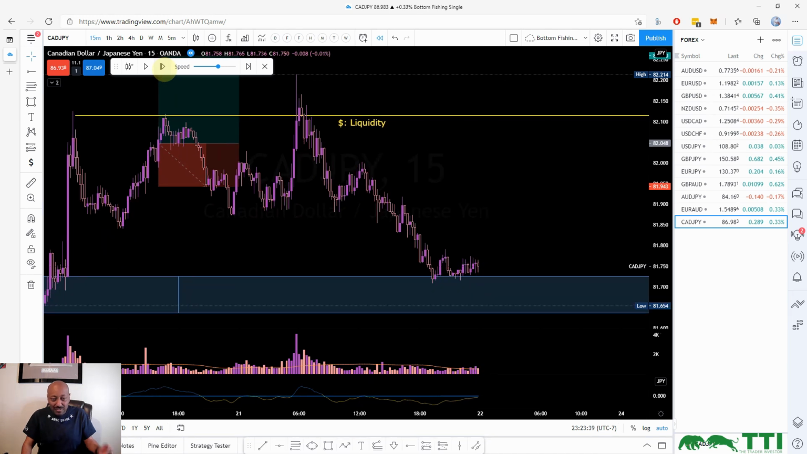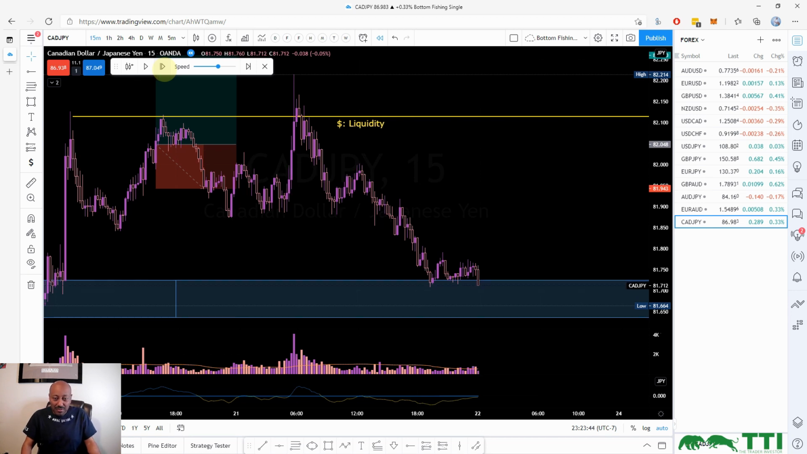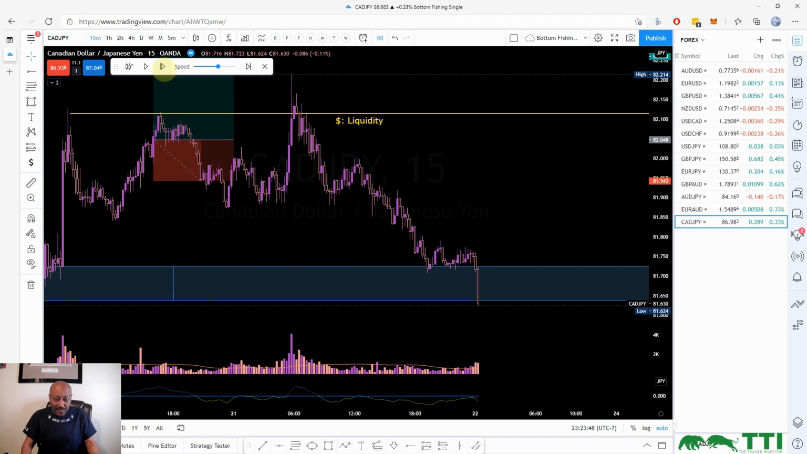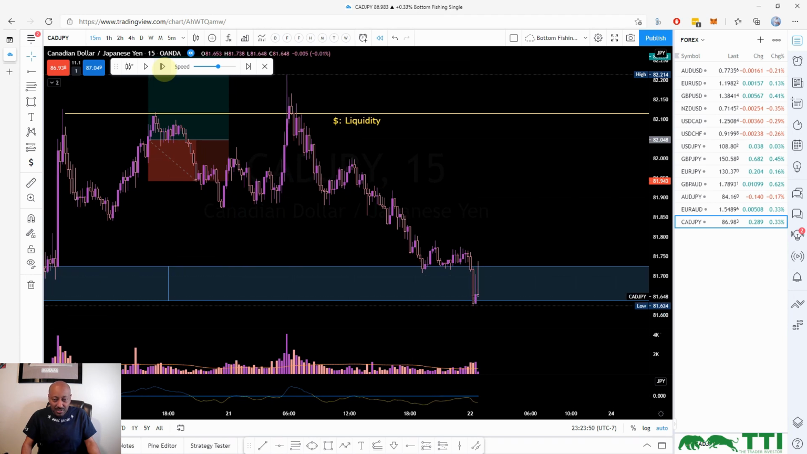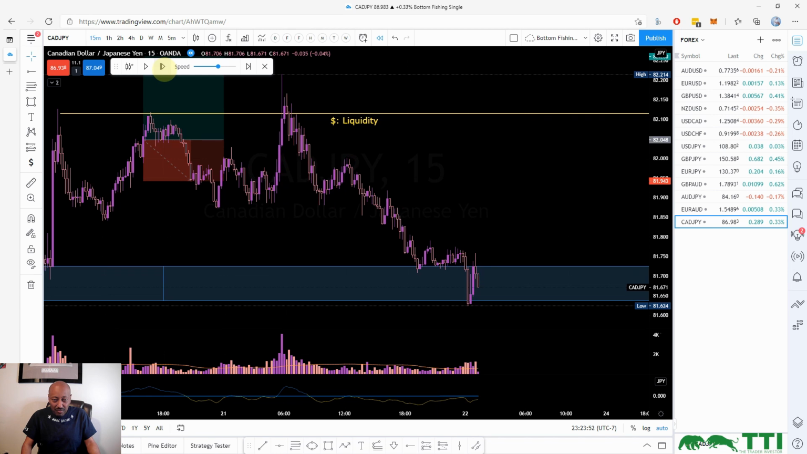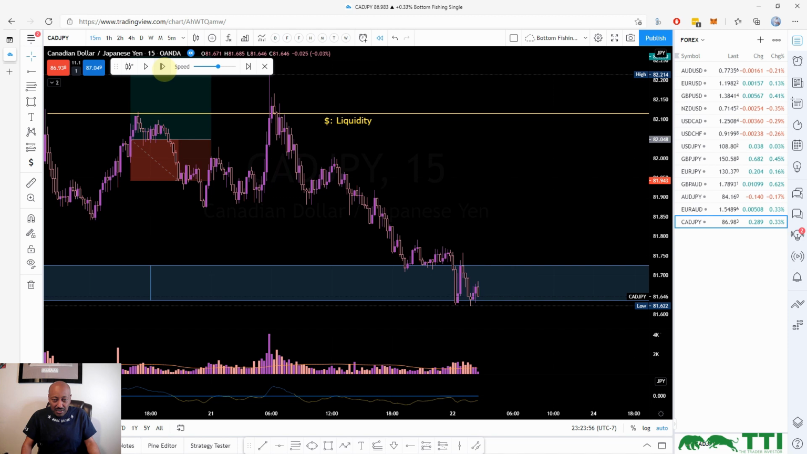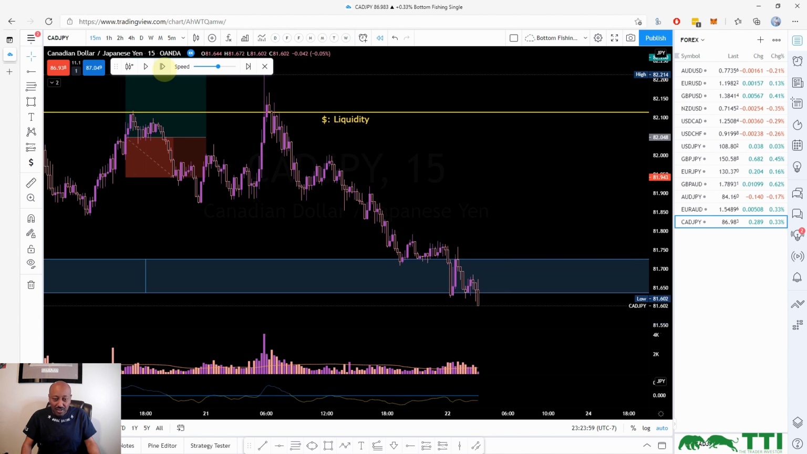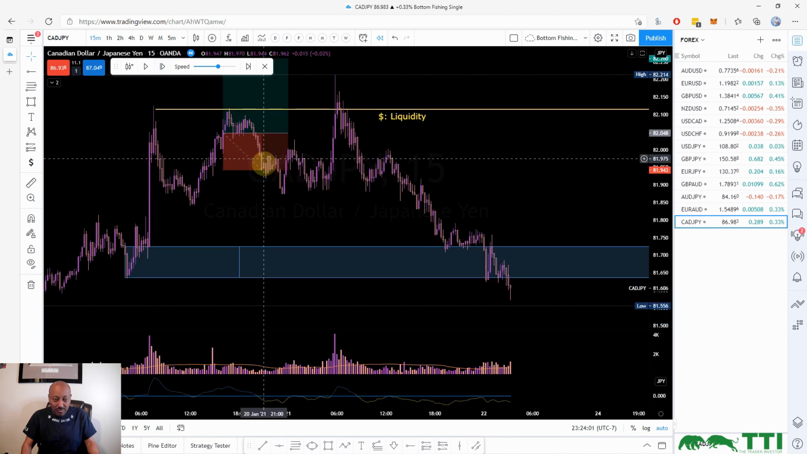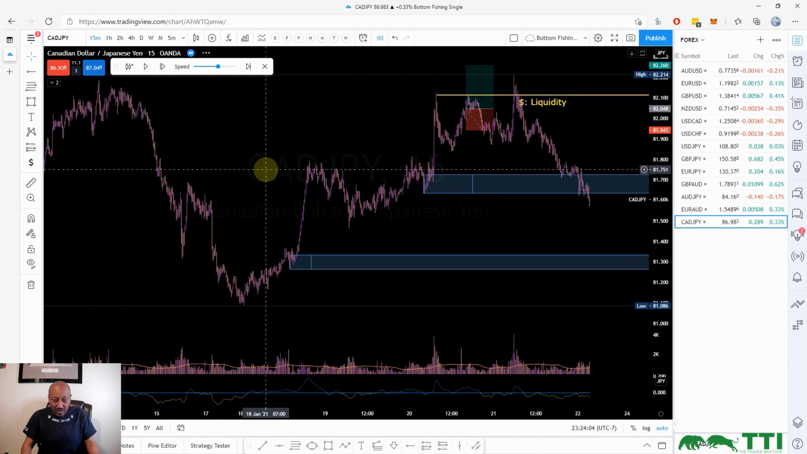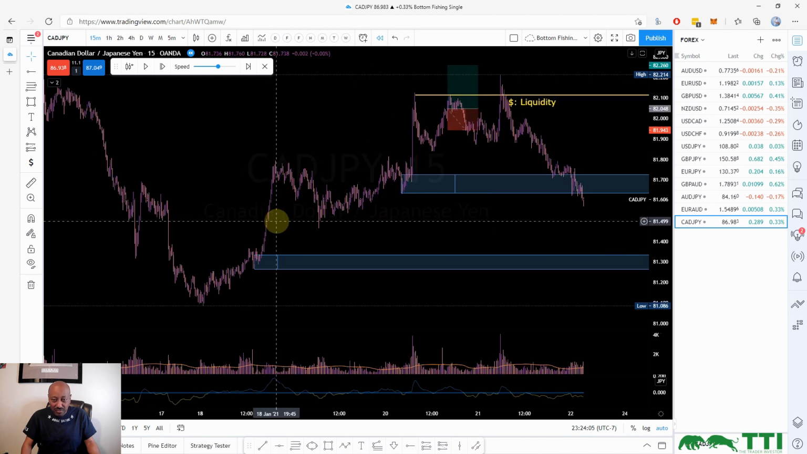Once price slices through imbalance, its next stop is the order block. If there was an imbalance, its next stop is the order block. So here we are at the order block, and now we want to see break of structure. What we are seeing is we're not seeing any break of structure.